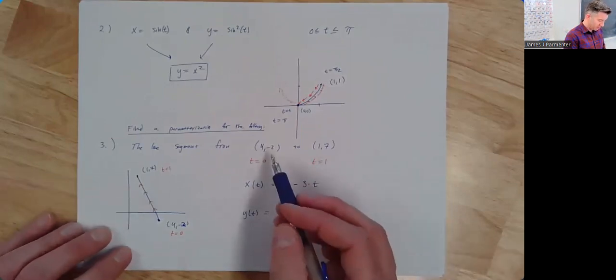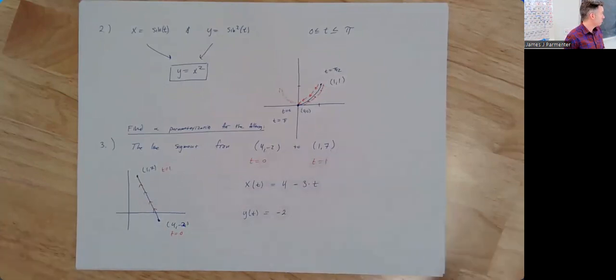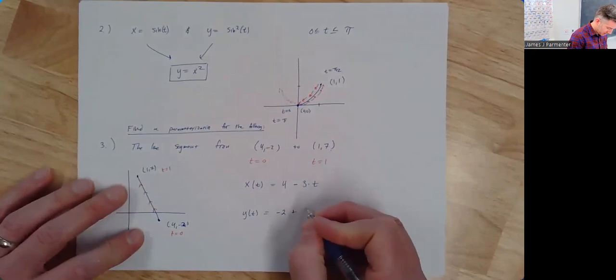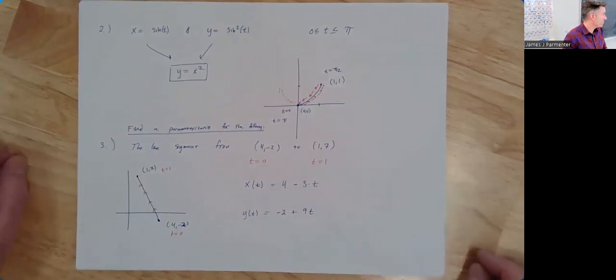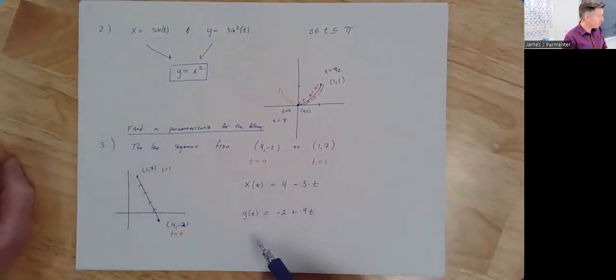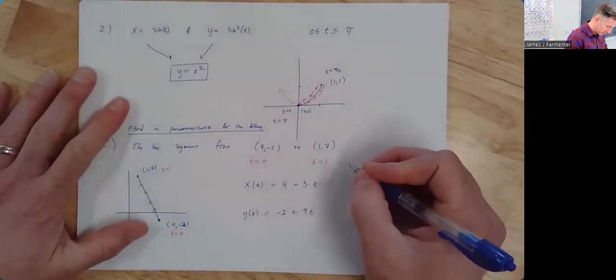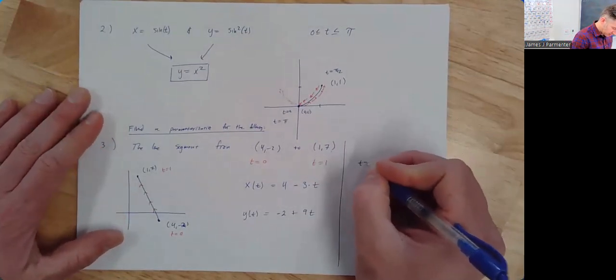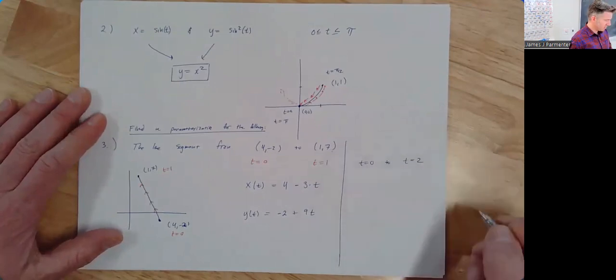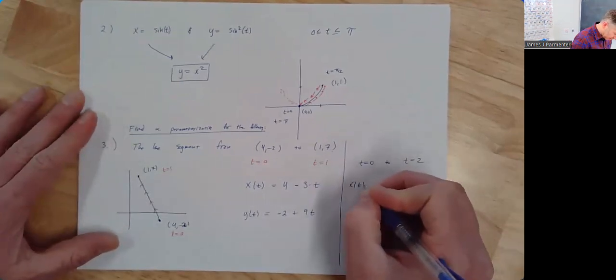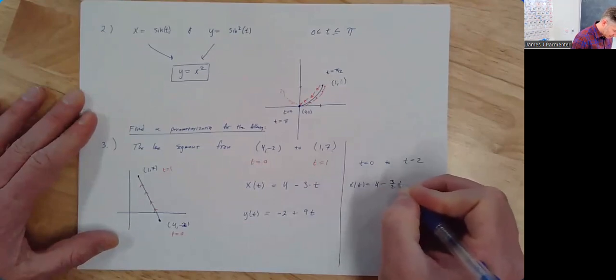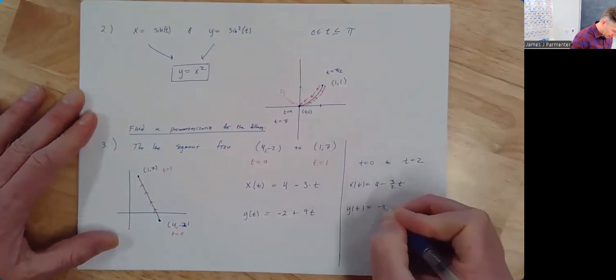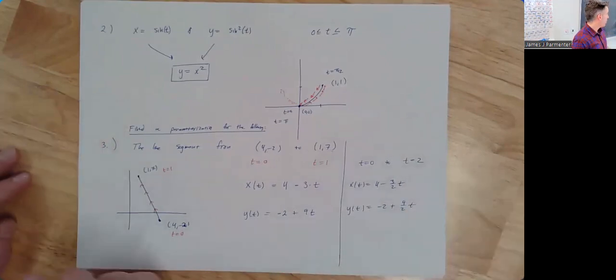Similarly for y, if I'm going from -2 to 7, I'm increasing by how much? Right, so I'm going to add 9t. Very straightforward. Parameterizing a line segment is usually pretty easy. Now, is it the only answer? Definitely not. You could have just as easily, well, maybe not just as easily, but almost as easily said, I'm going to go from time equals 0 to time equals 2, just to be weird, and then say x of t is equal to 4 minus 3/2 t, and y of t is equal to -2 plus 9/2 t. And that parameterizes the same line segment in a slightly different way.